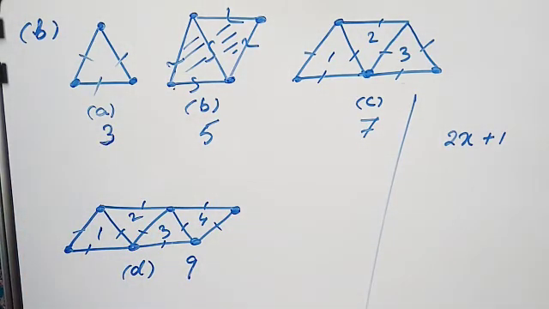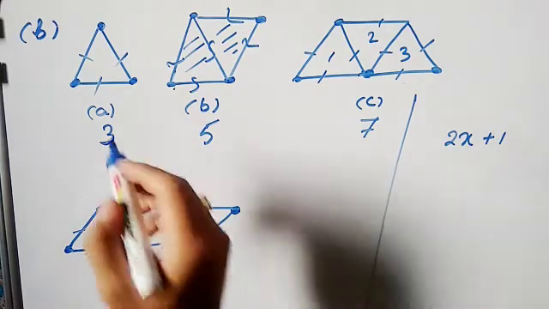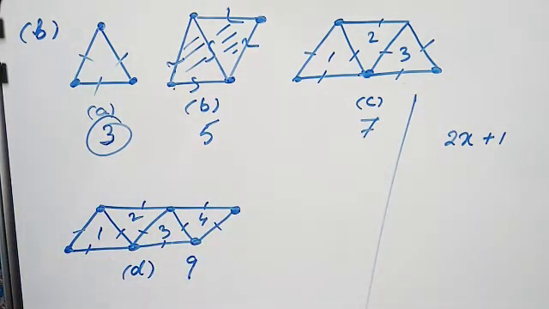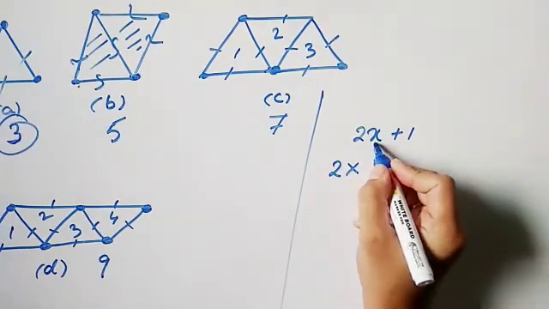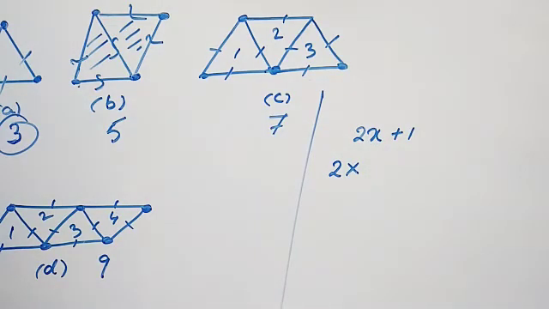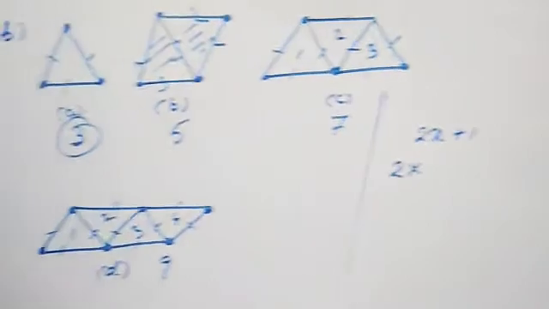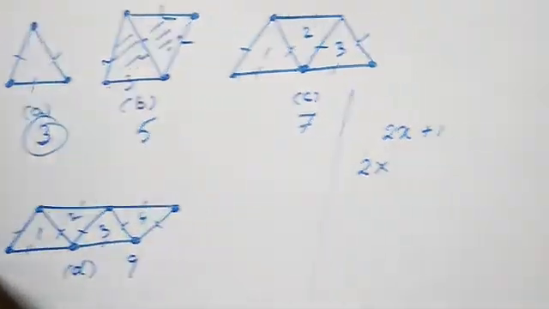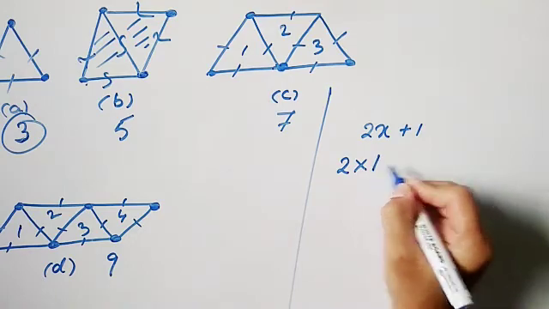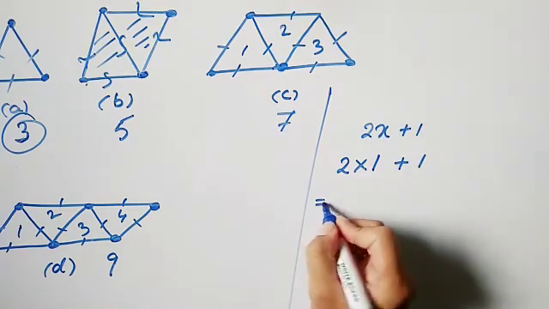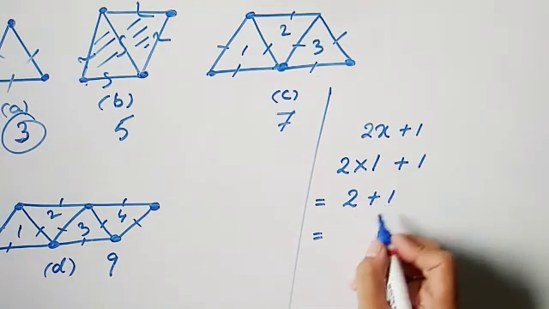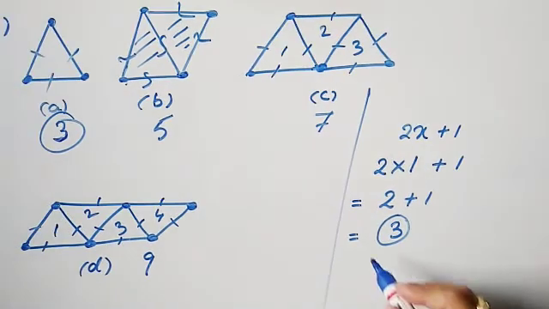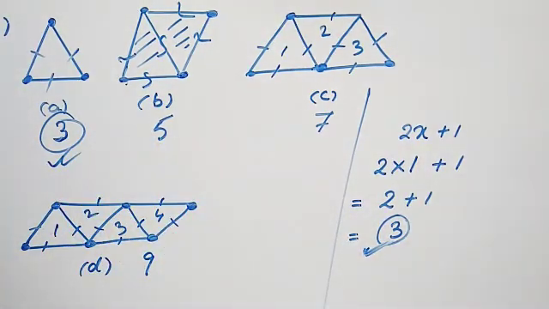So let's look at the first figure. Here, how many triangles are formed? Only one, right? And how many matchsticks are required? 3 matchsticks are required, right? So let's check this one first. So 2 times, what does x represent? Yes, x represents the number of triangles formed. So here only one triangle is formed, right? So 2 times of 1 plus 1. So 2 into 1 is 2, right? So what is the sum of 2 and 1? 2 plus 1 is 3. So we have the same value, 3, 3. Right? Let's check another one.